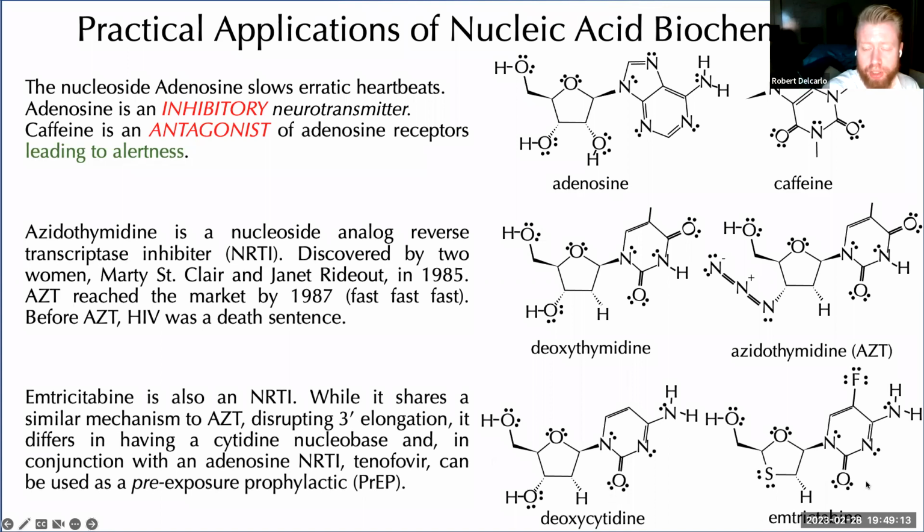So emtricitabine is a deoxycytidine analog, but again, there's not even a 3' carbon. It's just been completely replaced with a sulfur group, and there's no way to add to this chain as well. There's no phosphate group on the 5' carbon, so there's no way to incorporate that, although it probably would be phosphorylated in vivo in the patient.